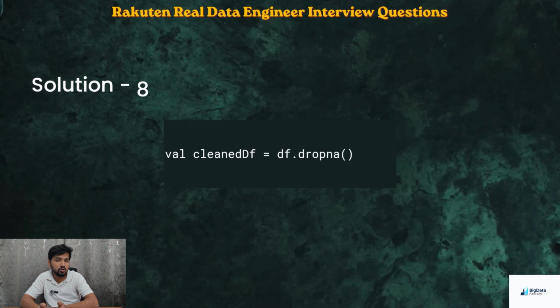If the requirement is to remove rows containing null values, we can use dropna. Dropna removes rows containing null values. But in a production pipeline, I wouldn't blindly remove every row containing a null. I would first understand whether the column is mandatory. For example, if appraisal date can legitimately be null for employees who haven't received an appraisal yet, dropping those records could cause data loss. So the right answer depends on the business requirement.